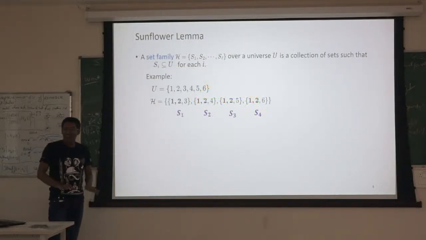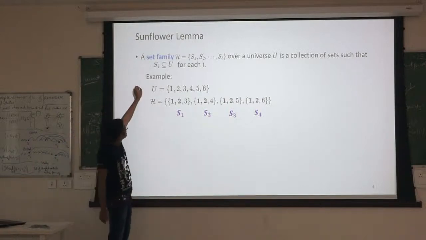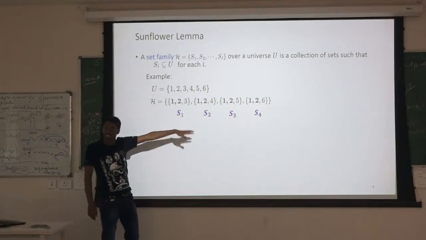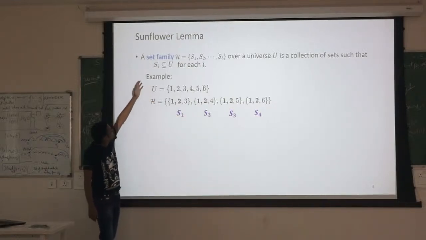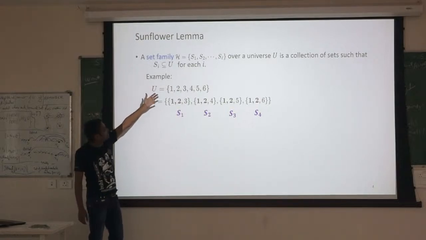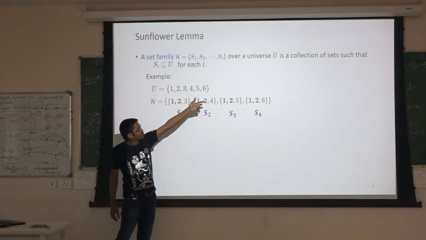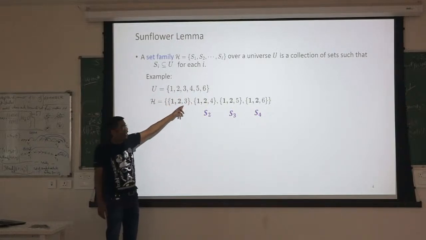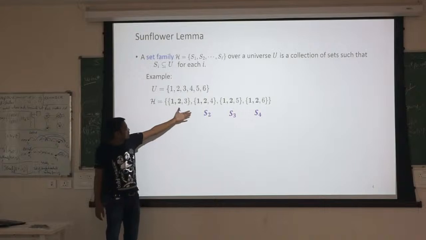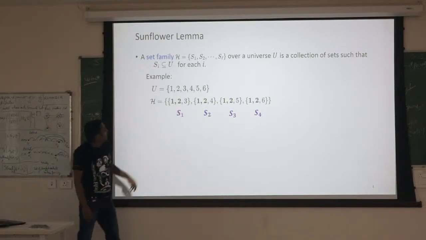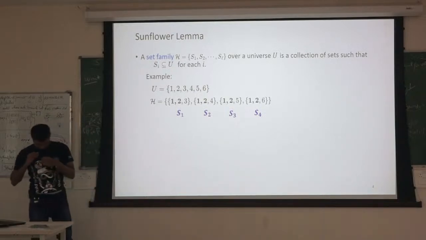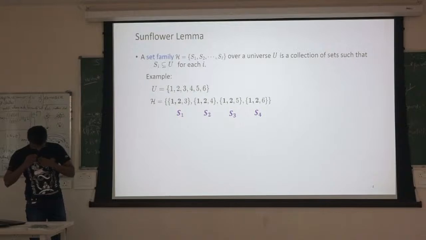This slide is the most boring in some sense, because I always try to put pictures so that you can visualize, but we will see pictures; that's why I put the example. You have a set family H, which is a collection of sets over the universe U. So you have a fixed universe, and then a collection of sets. For example, the universe is the numbers from 1 to 6, and then the collection would be say 1 to 3, 1 to 4, 1 to 5, and 1 to 6. The property you want is that all of them are subsets of the universe.